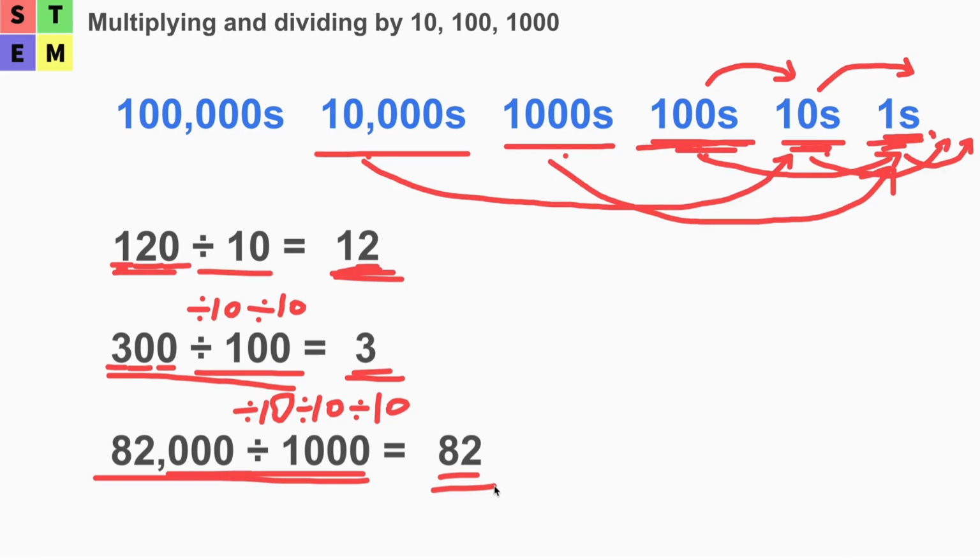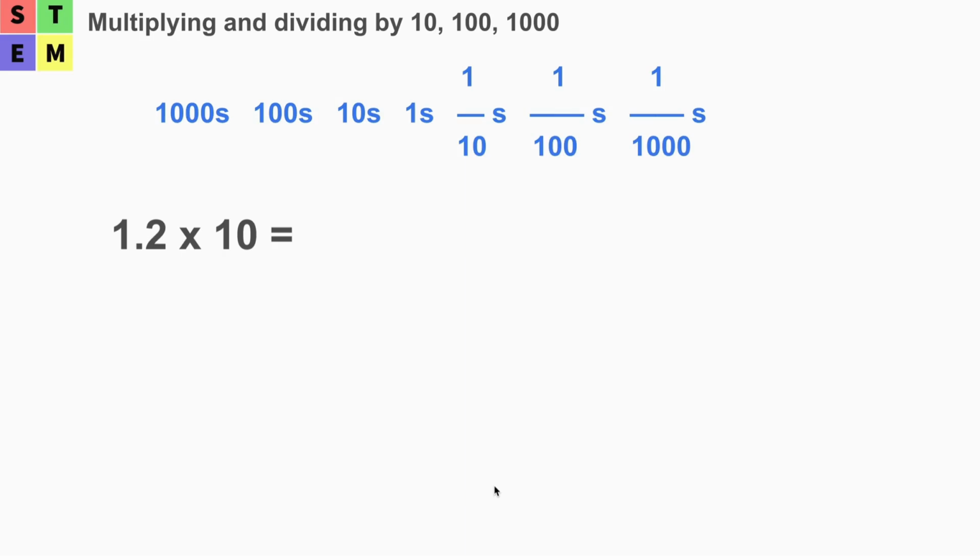All right, so now let's take a look at decimals. Okay, so we have here 1.2 times 10. So what's the difference between this and the whole numbers that we've just talked about? All right, so we have 1 at 1's place and 2 at 1/10's place, right? So times 10, that means what we've just talked about, we are going to shift it from right to left, right?